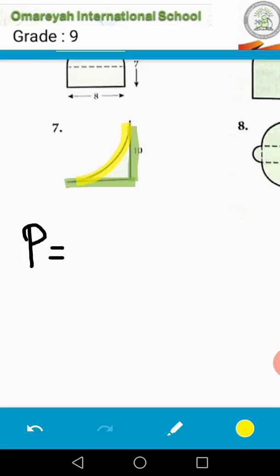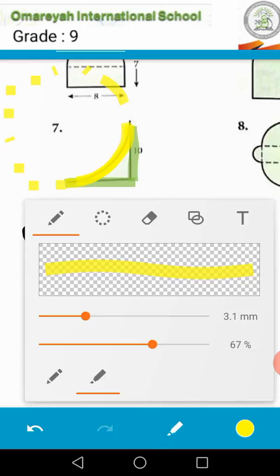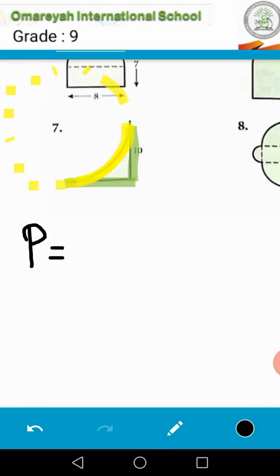This is an arc, and this arc is part of a circle. If you draw the whole circle, you can see this arc is a quarter of the circle. So to find the length of this arc, you have to find the circumference of the circle, then divide by what? Divide by 4, because this is a quarter of a circle.